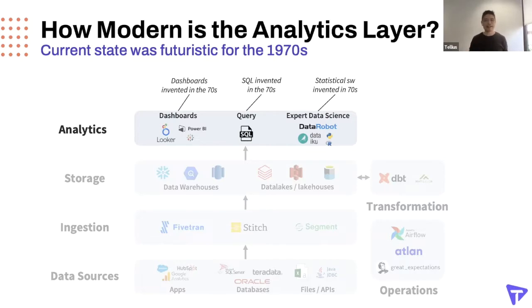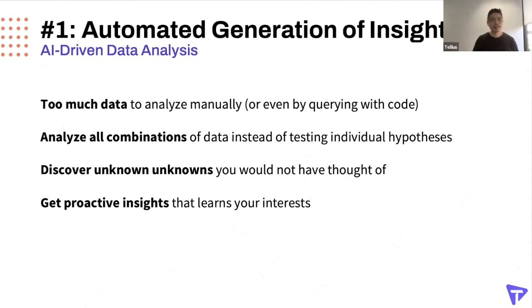So therein lies the question of, okay, well, what are the things that are needed to bring analytics into the more modern age? And number one would be automated generation of insights. Now, it's a bit of a mouthful, but at the end of the day, this is about how to automate the data analysis process to get insights a lot faster and a lot easier to those who need it, right? So we live in a world today where you have so much data that's stored in the cloud, right? And it's really too much, right?